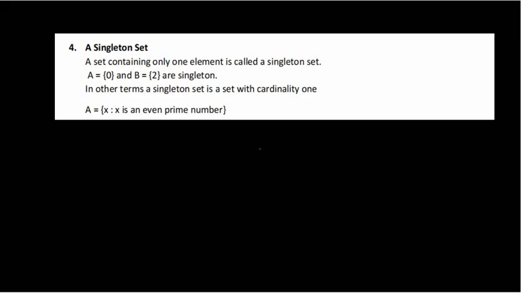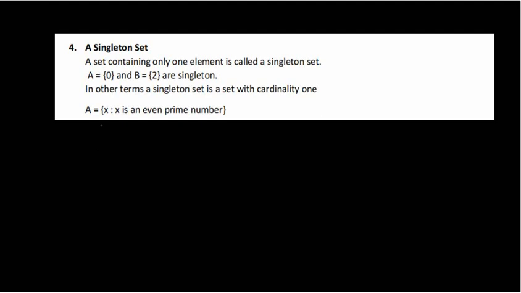A singleton set is the type of set that has only one element in it. Just know that that is a singleton set. For example, here we have A is equal to 0 and B is equal to 2. Those are what are called singleton sets. Or in another way, we can say the cardinality is 1.